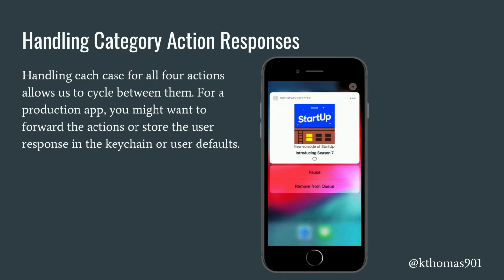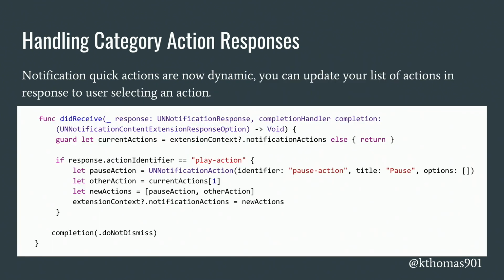So this is actually what we want to do. We want, when the user presses play, it to switch to pause. And when they hit add to queue, it switches to remove from queue. To actually do this and make it dynamic is much simpler than you may think. In this didReceive response method, in our notification content extension, we just have to switch out whichever new actions we want when an action is selected. So in this case, we have the identifier, which is play action.